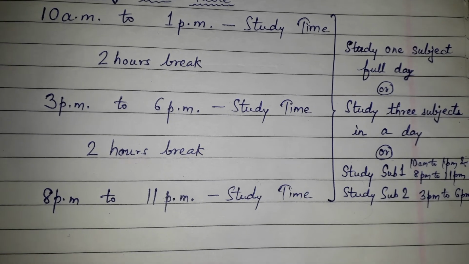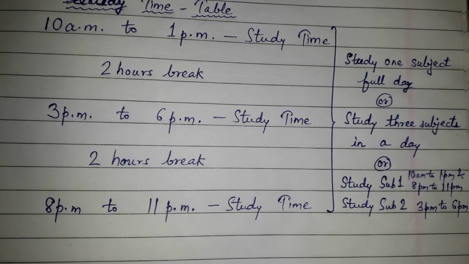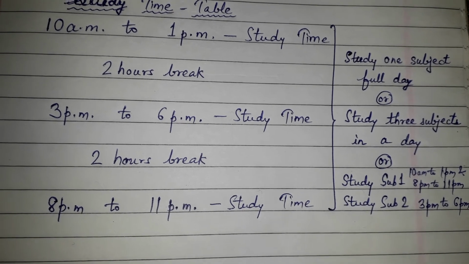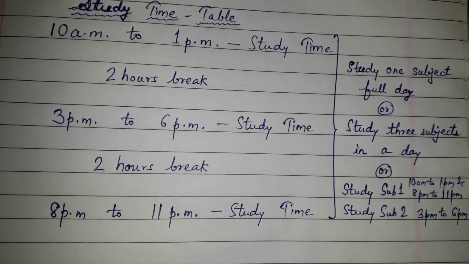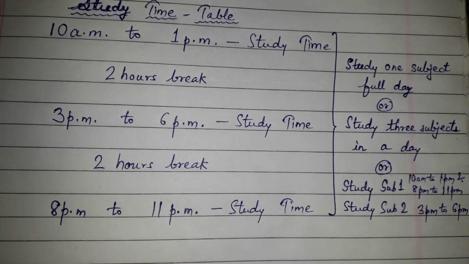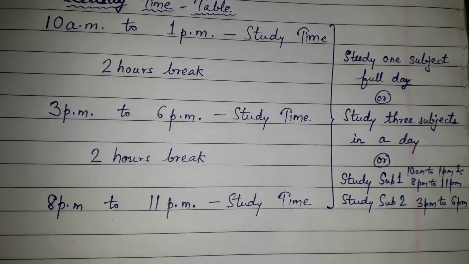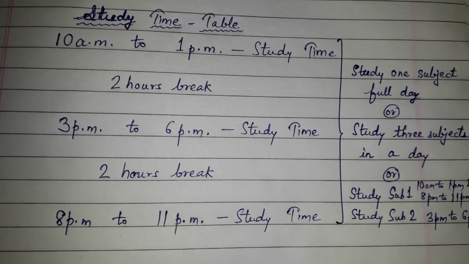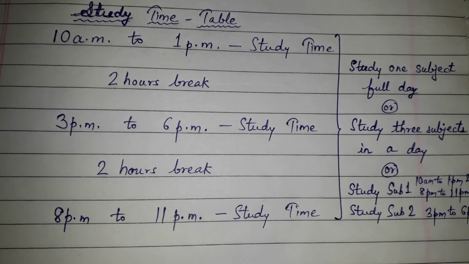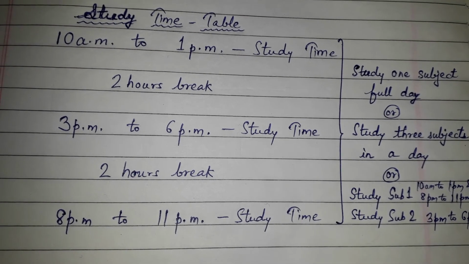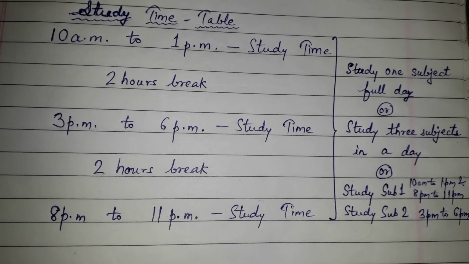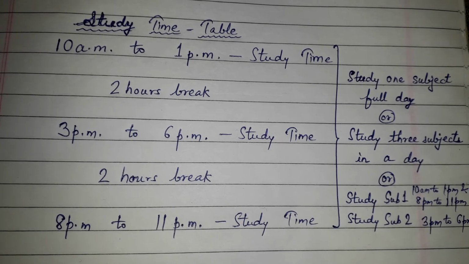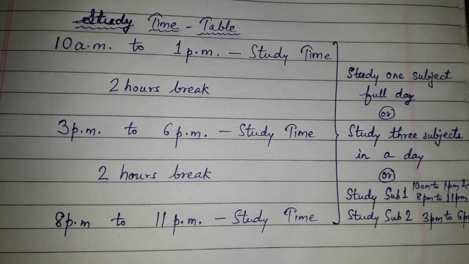So there are three ways you can use it: study one subject the full day, or study 3 subjects for the complete day for the 9 hours, using 3 hours, 3 hours, 3 hours to study 3 subjects. Or you can study subject 1 in the 10 a.m. to 1 p.m. slot and again in the 8 p.m. to 11 p.m. slot, and subject 2 you can take from 3 p.m. to 6 p.m. So this is the way you can study and utilize the time and also have sufficient break and sufficient sleep.